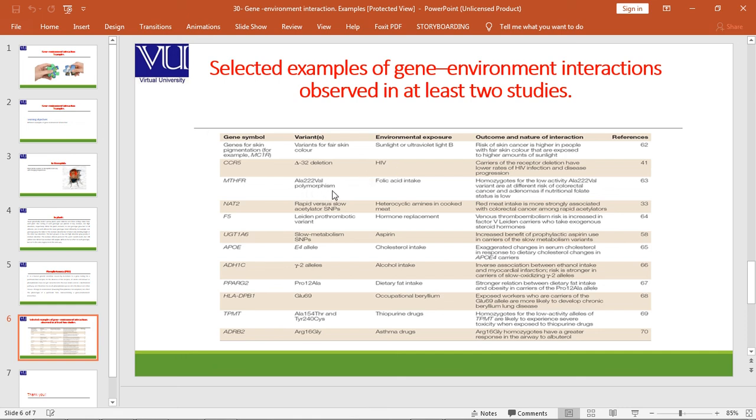ALA222VAL polymorphism, folic acid intake, rapid versus slow acetylator SNPs, heterocyclic amines in cooked meat, laden prothrombic variant, hormone replacement, slow metabolism SNPs, aspirin, E4 allele, cholesterol intake, gamma 2 alleles, alcohol intake, pro 12 ALA, dietary fat intake, GLU 69, occupational beryllium, ALAI 154, THR and TYR24, CYS, thiopurine drugs, arginine ARG 16 GLY, asthma drugs.